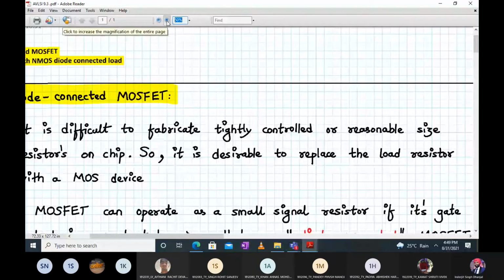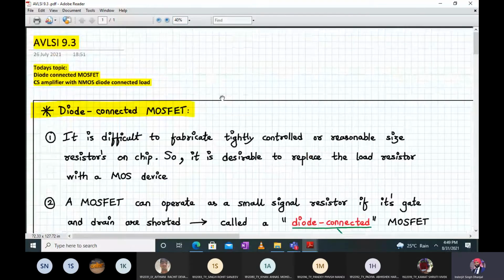Okay, so hello everyone. Welcome to AVLSI lecture number 9, session number part 3. Today we are going to introduce the concept of diode connected MOSFET, and briefly we will discuss the common source amplifier with NMOS diode connected load.